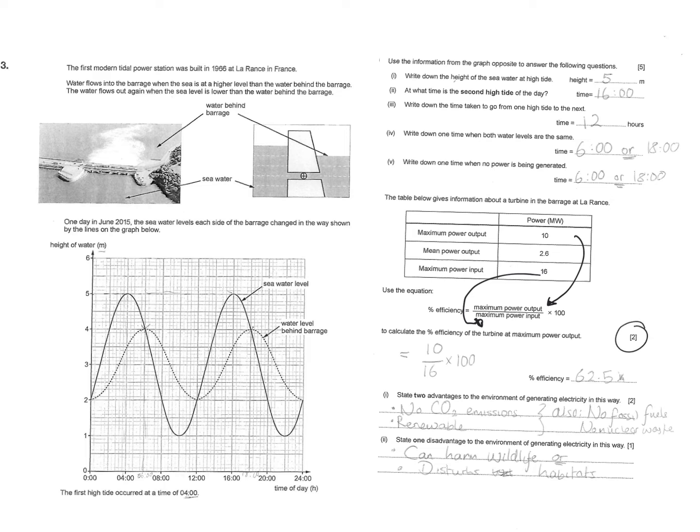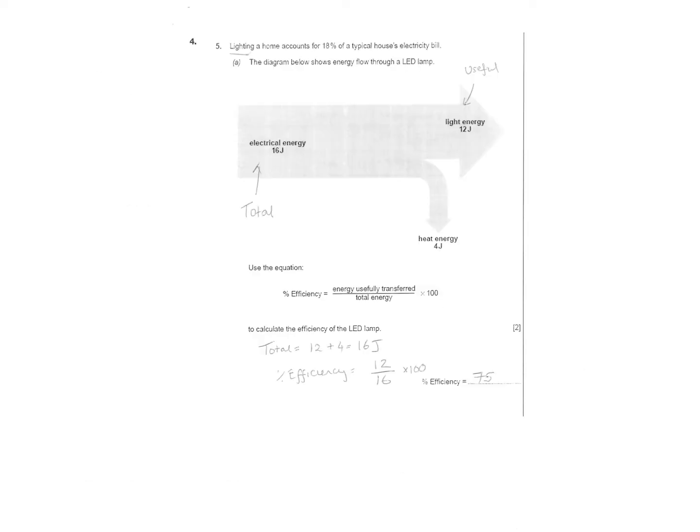Okay, state 2 advantages of environmental generating electricity this way. It's renewable, so it won't run out. No CO2 emissions. You could have also put no use of fossil fuels or no nuclear waste. One disadvantage, it disturbs habitats. It's quite a large bit of equipment that you have to put in. Also can harm wildlife that would have already lived in the river by the barrage.